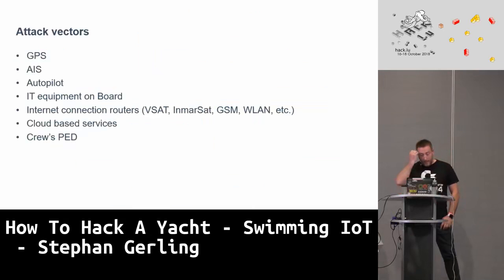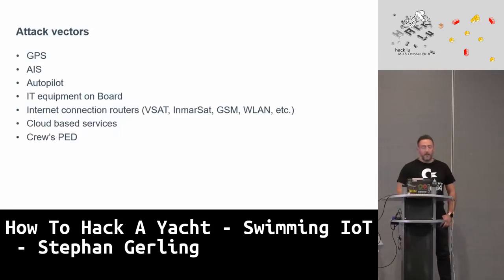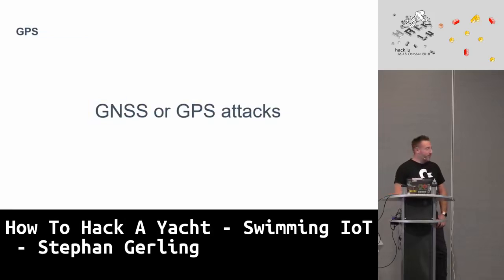The attack vectors, as already mentioned, are GPS, AIS, the autopilot, the IT equipment, cloud-based services, and the crew's personal electronic devices. How do those attacks work? Now we're coming to the funnier part of the systems. Later I will show you some live demos of how it works.